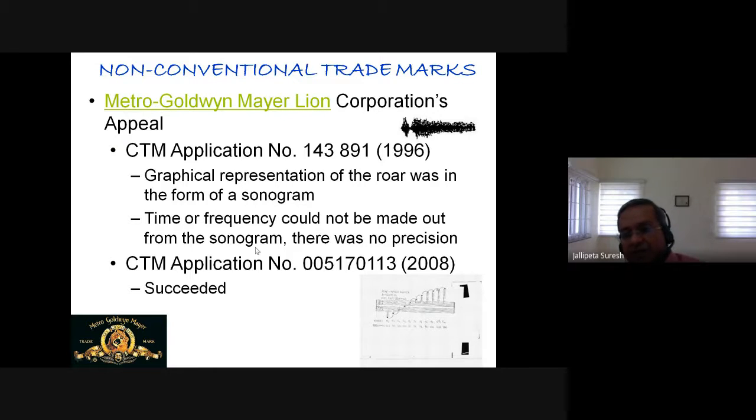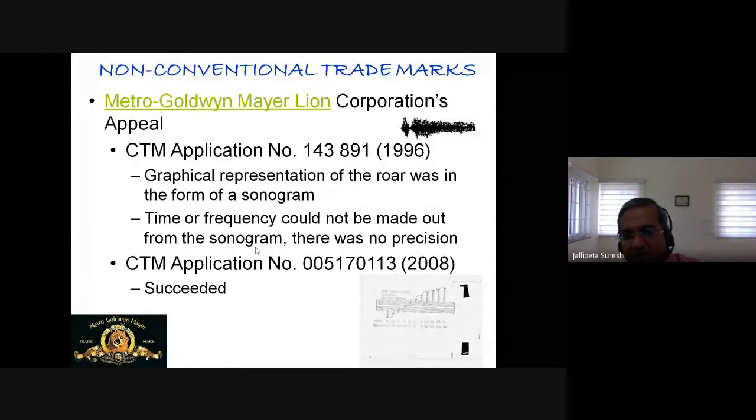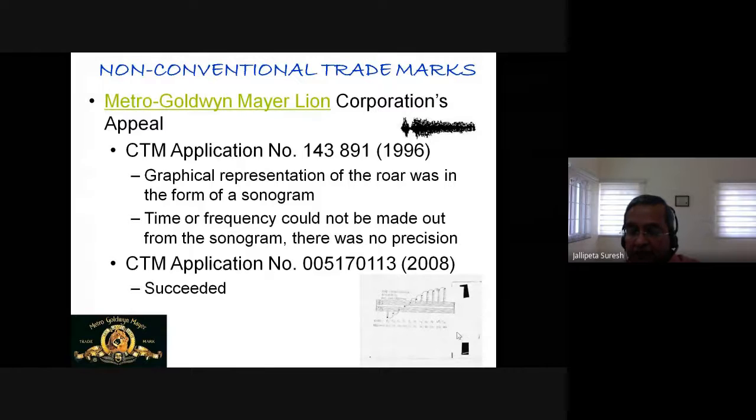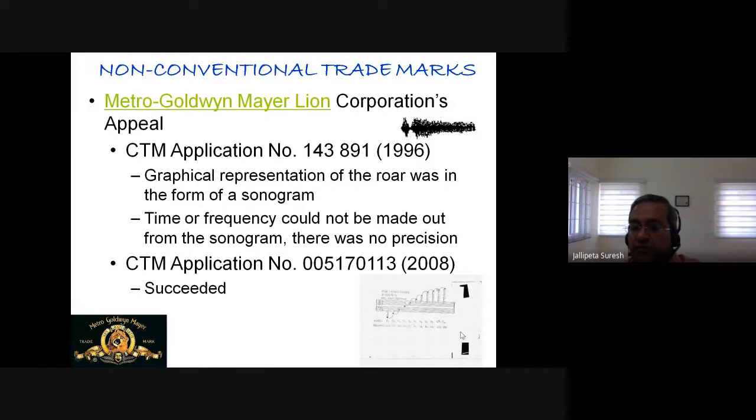However, after about, say, 12 years, in the year 2008, they again filed the application. And when they filed this application, this is the representation where they have shown the pitch and frequency here. And this is for the Lion's Roar, a graphical representation showing the musical notations. And they succeeded in securing the registration in the year 2008.